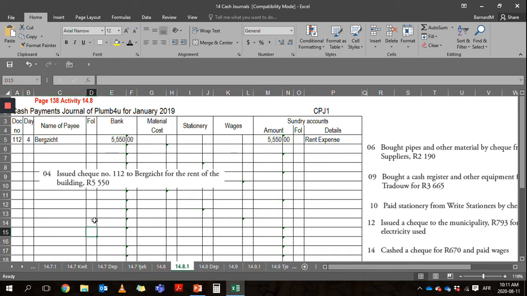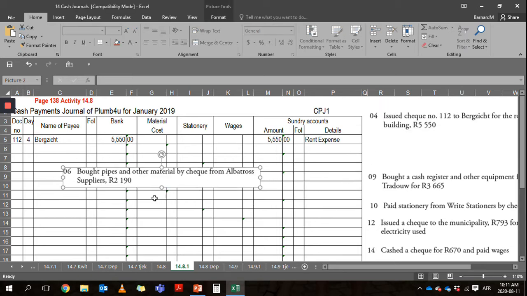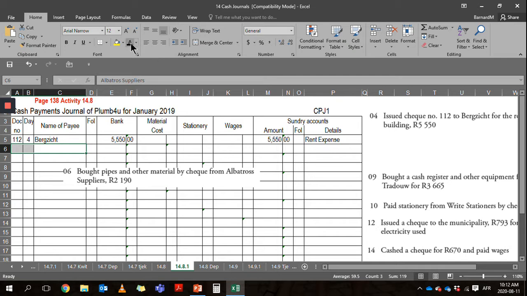Okay, so if you look at the next one, it says bought pipes and other material by check from Albatross suppliers. So this is also a payment, so it will go in our CPJ. It will be Albatross suppliers. It will be 2190 in my bank account. Material will be material costs, so it will come in there. Because there is a column for that, we're not going to use the sundries.